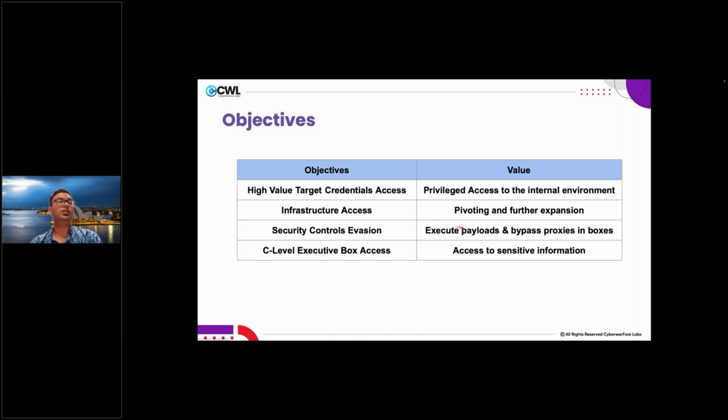Now, if the objective is to access the C-level executive box, that means any C-level executive, it could be the CEO, chief technical officer, or anyone on the C-level tier. If the objective is that, then the value is that they have access to sensitive information. So that's how things are defined based on the objectives.